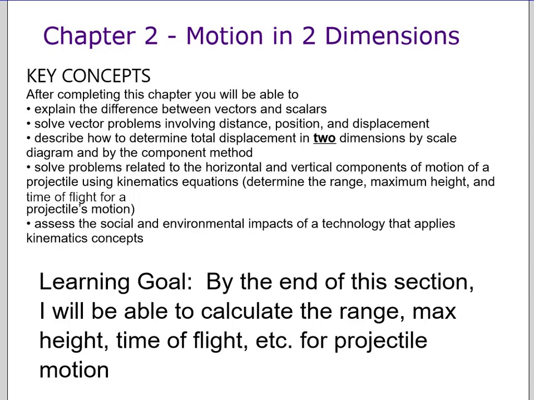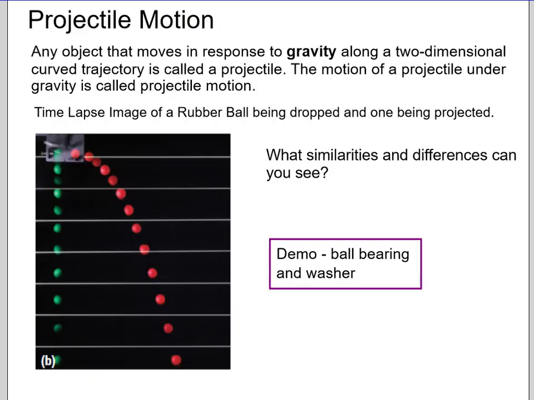All right, we're at the last section of Chapter 2 for motion in two dimensions. We'll be looking at something called projectile motion, and we'll be looking at keywords like range, max height, and time of flight, and this will be for objects moving in 2D. So let's get started. Okay, so projectile motion.